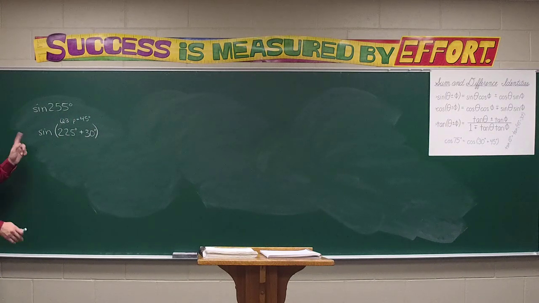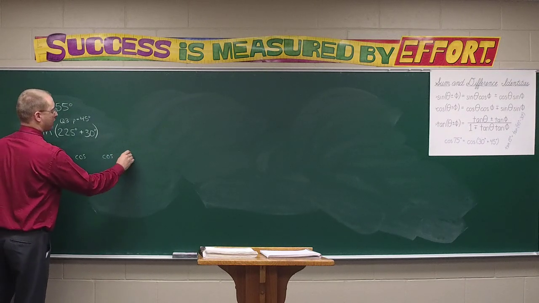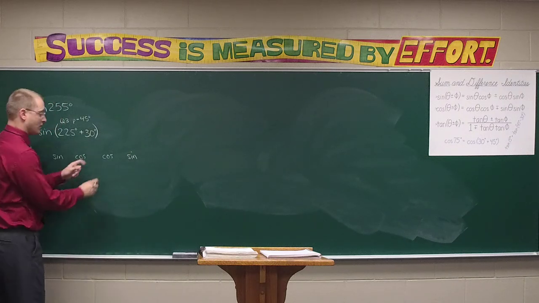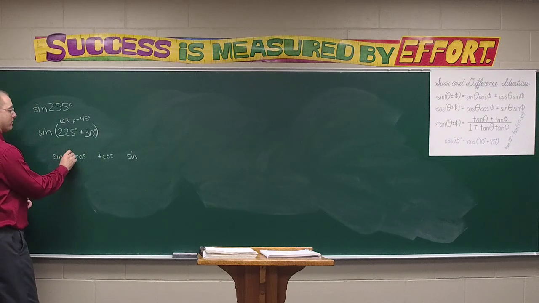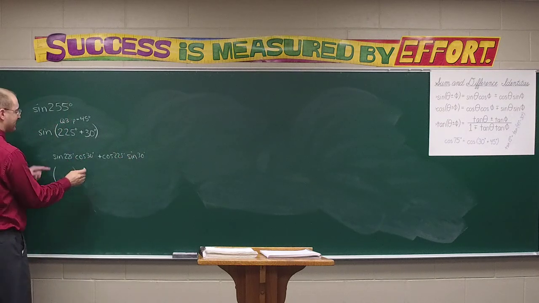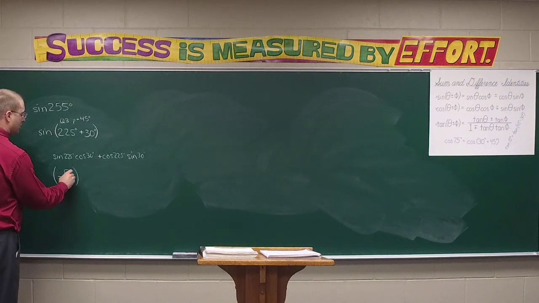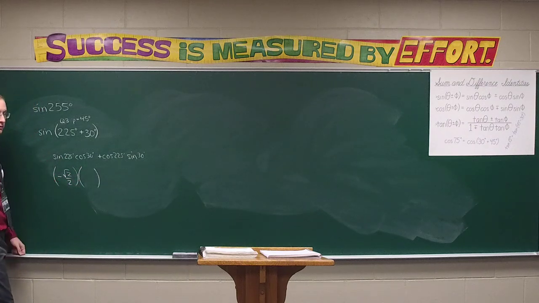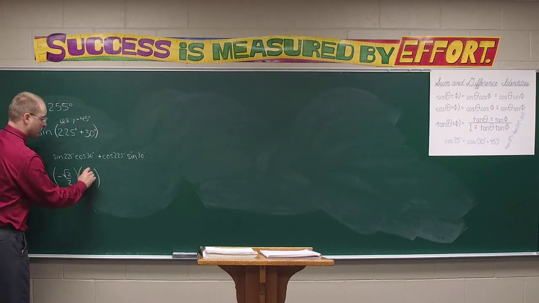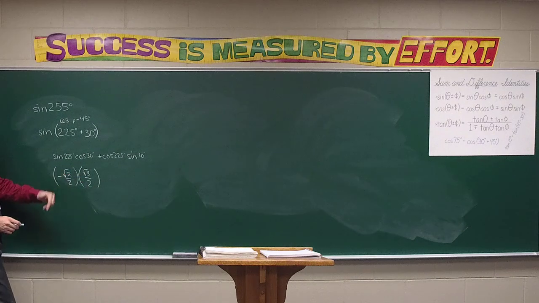We need to write out the sum difference identity for sine, Ethan. Sine, cosine, cosine, sine. And again, no indicator to change the sign, so I'm going to keep a plus between these. And we got 225, 30, 225, 30. All right, Ethan, what's the sine of 45? Square root of 2 over 2. In quadrant 3? Negative. What is the cosine of 30? Square root of 3 over 2, adjacent over hypotenuse, so we got the 2.